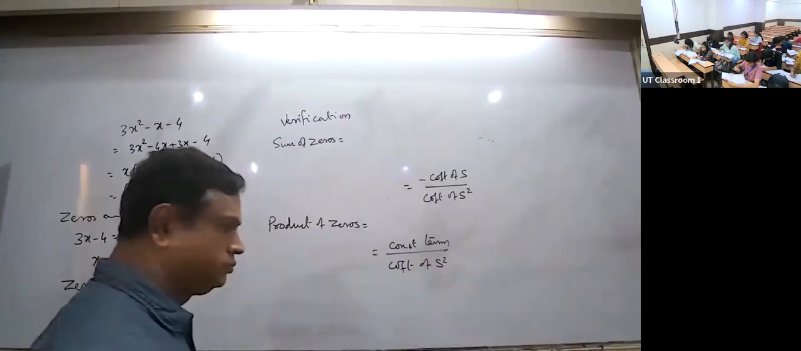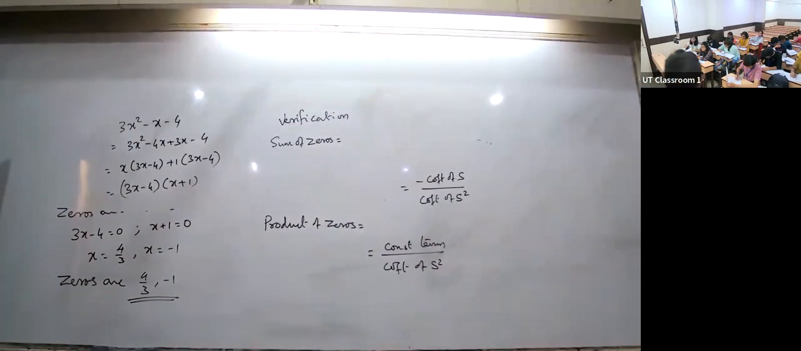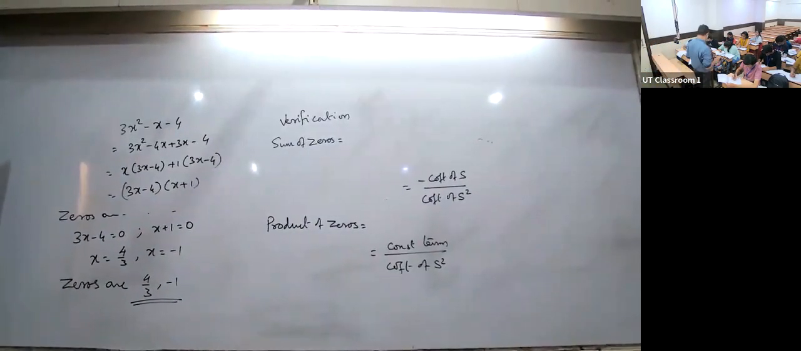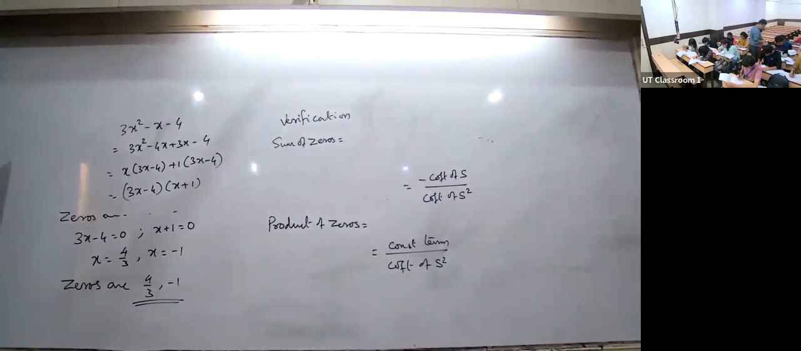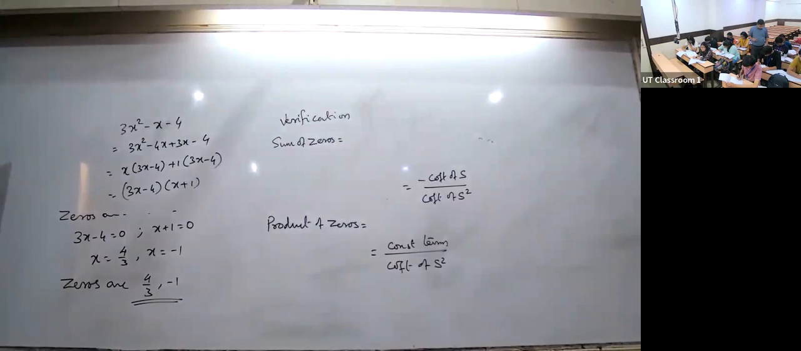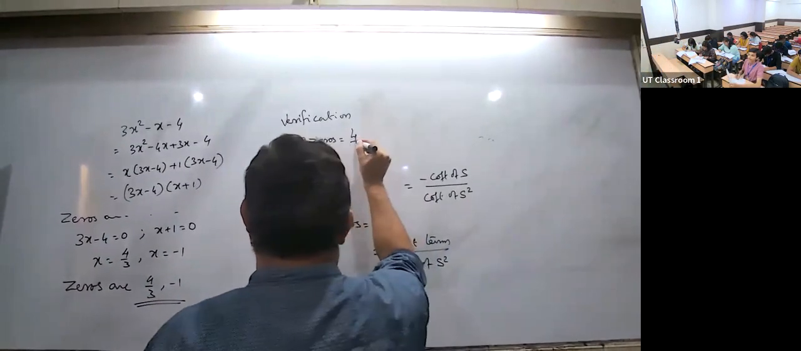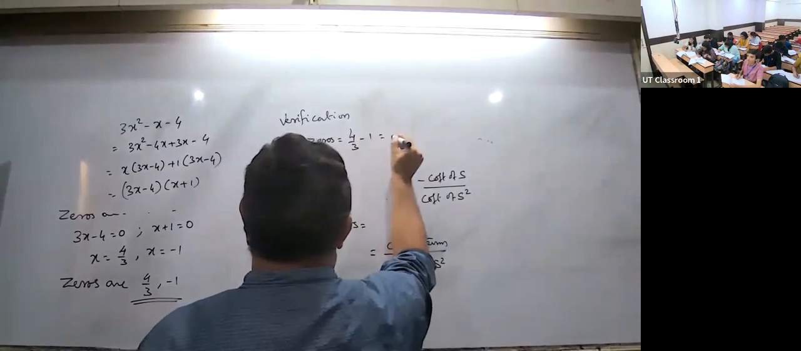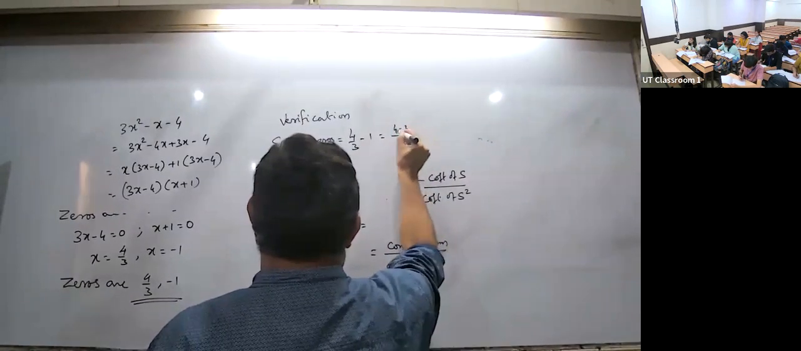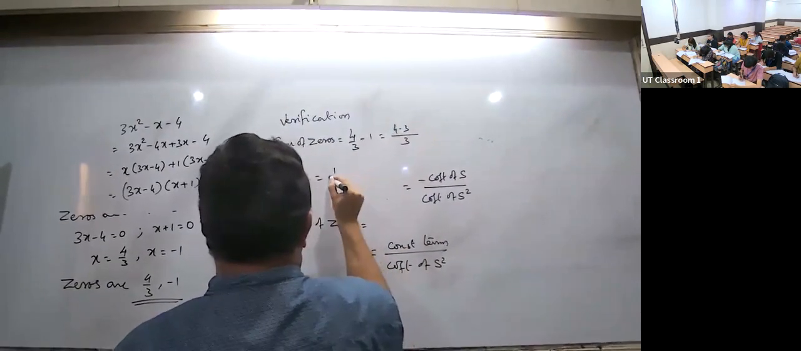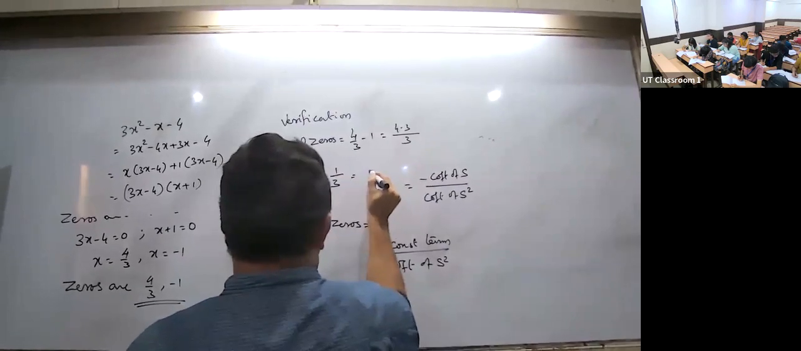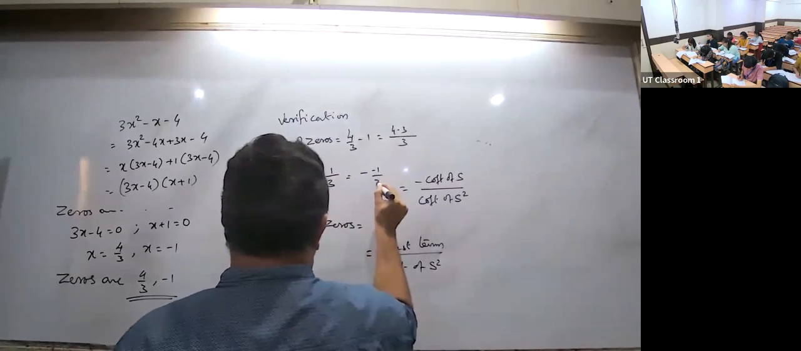Similarly, all of you got the same answer or some other answer? Check: 4 by 3 and minus 1, got? Anywhere you can write. Sum of the zeros: 4 by 3 minus 1. So take the LCM, 3. 4 minus 3. How much you got? 1 by 3.